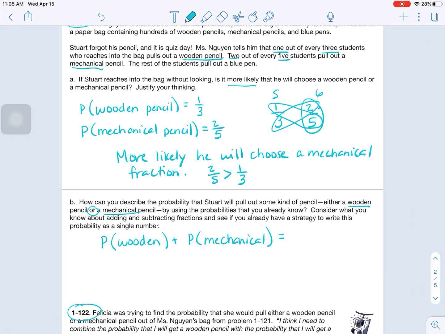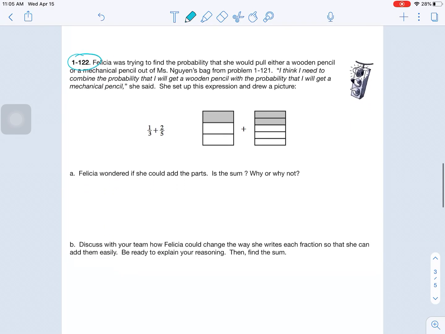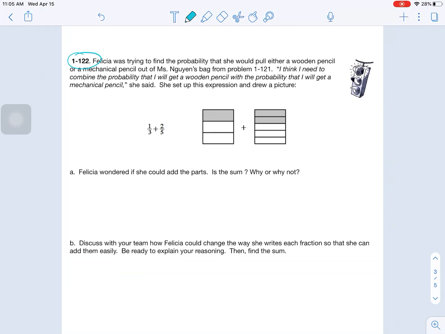Okay, so that's kind of our justification for how we would do that. We're going to add those two fractions together. You don't have to actually solve them yet because we're going to do that moving into 122. So Felicia was trying to find the probability that she would pull either a wooden pencil or mechanical pencil. So the same problem from above. I think I need to combine the probability that I will get a wooden pencil with the probability I will get a mechanical pencil. And so she drew a picture of what that would look like.